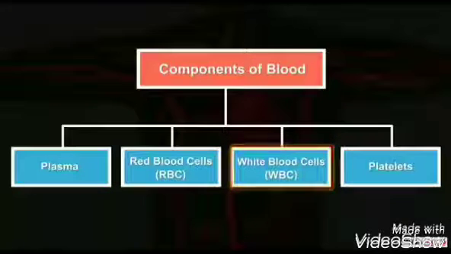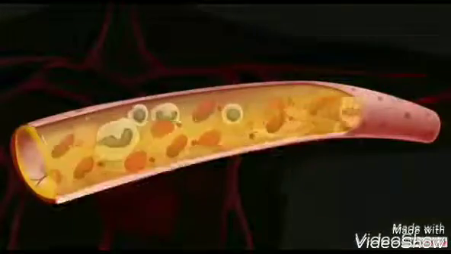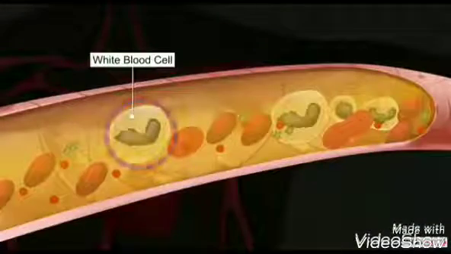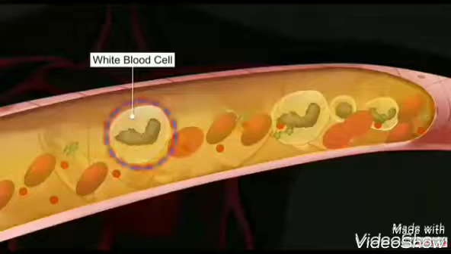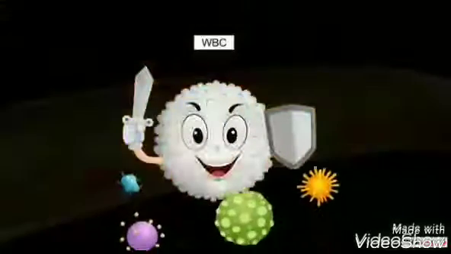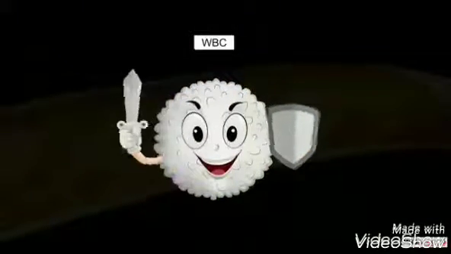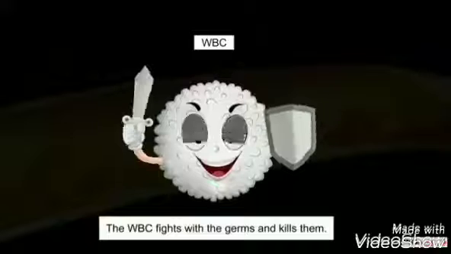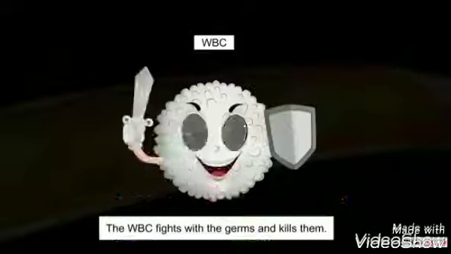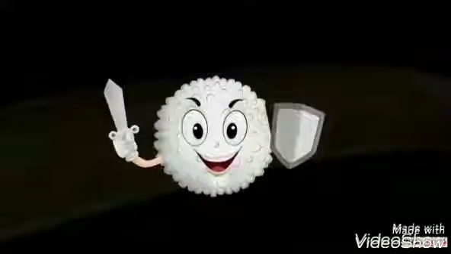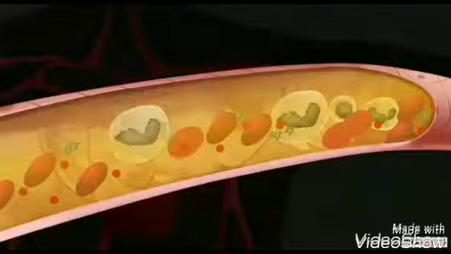Apart from plasma and the red blood cell, the blood also contains white blood cells. The function of white blood cells is to protect the body against any kind of infection. Each time germs enter our body, it is the WBC that fight against the germs and kill them, thus preventing the body from any kind of infection.